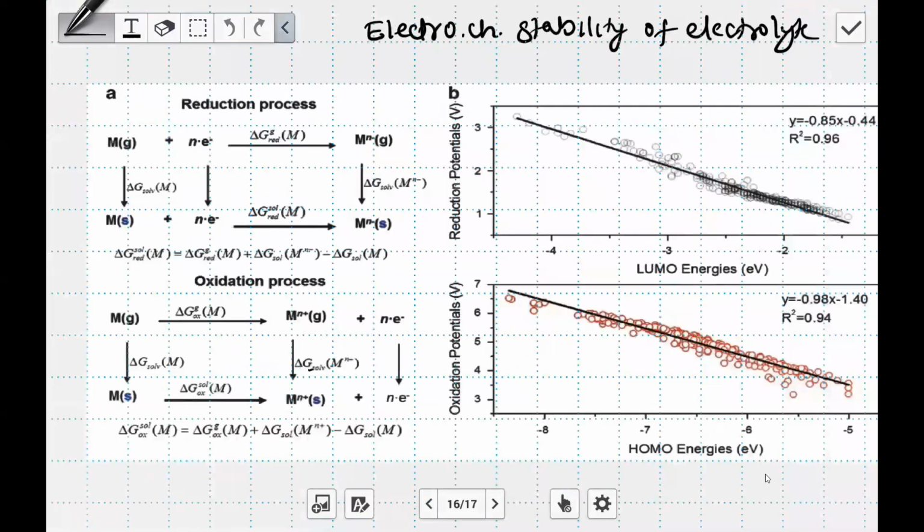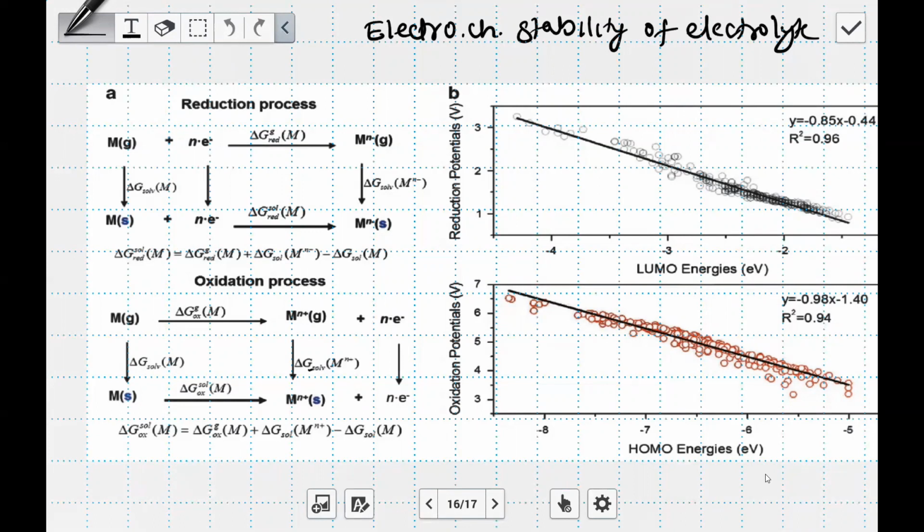Likewise, here also in an organic solvent, which is used in lithium ion batteries or many of these high voltage batteries, there is an oxidation process and a reduction process. So you try to decompose these processes into simpler processes that can be computed via DFT. And then you relate to what is called a thermodynamic cycle. Again, these are aspects of thermodynamics, so I'm not going to go a lot into this.